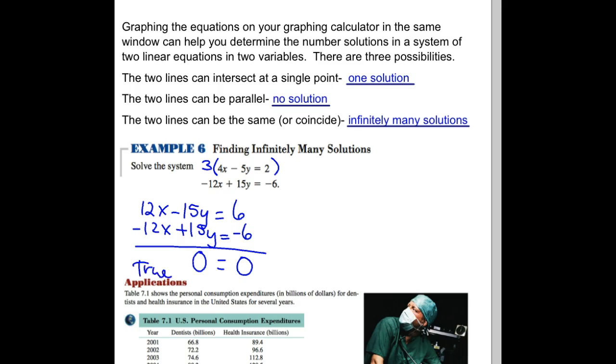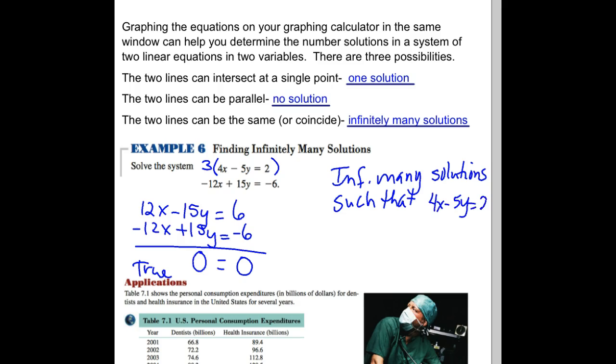But I'm going to ask you to write one extra thing this year. In the past, all you had to do is say infinitely many. Okay? We're going to say infinitely many solutions such that, and then you're going to give me one of the equations. I don't care which one you use. I'll use the top one, such that 4x minus 5y has to equal 2.